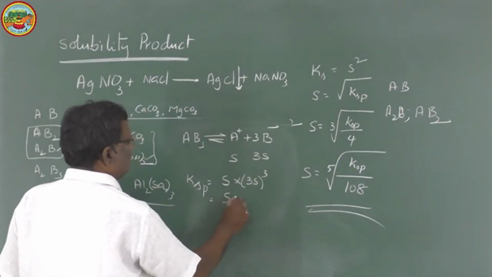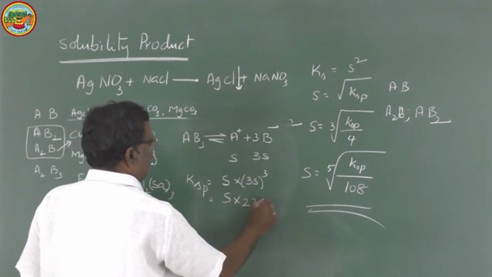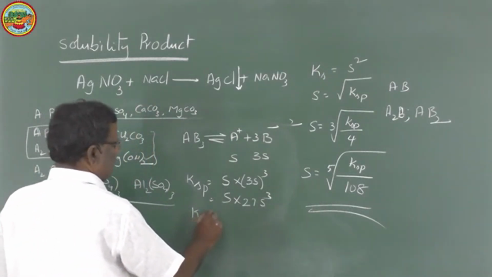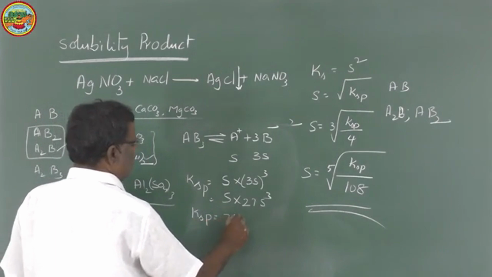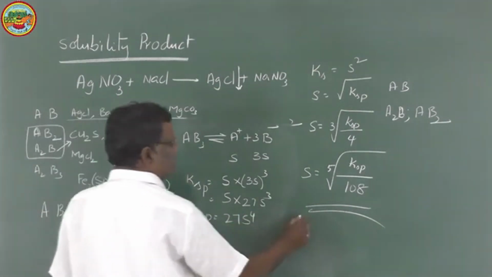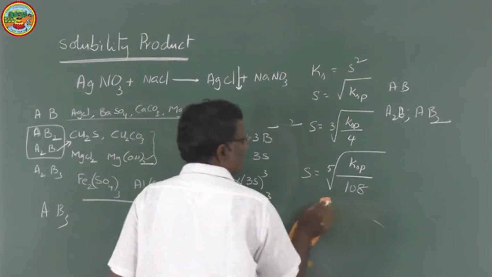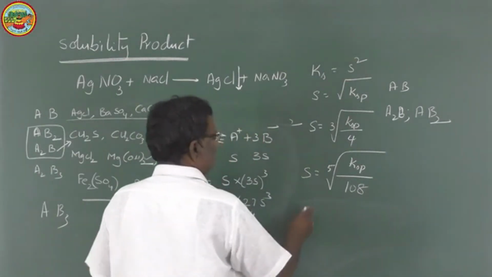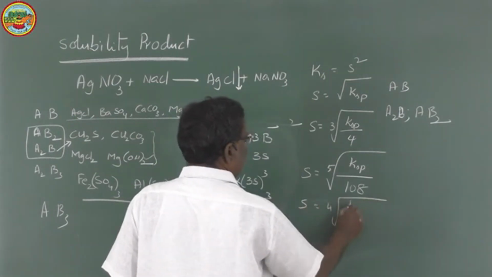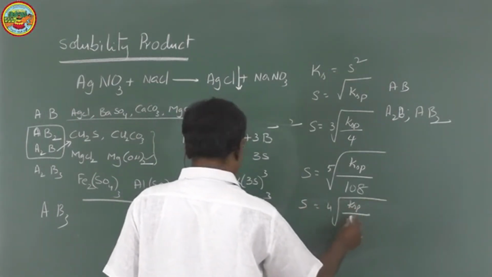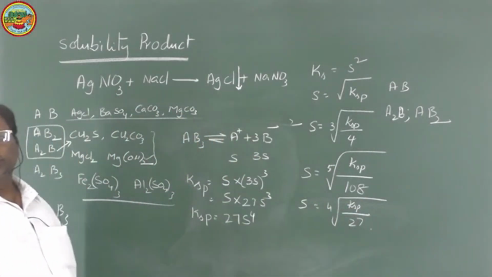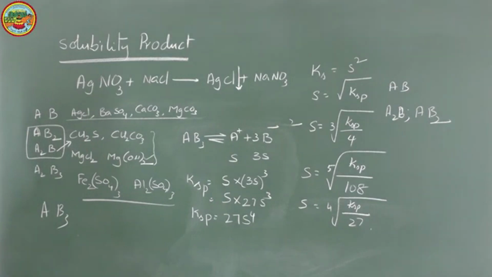That means S into 27S cube, or KSP is equal to 27S to the power 4. For such cases, solubility S is equal to the fourth root of KSP by 27. So this is the solubility product.